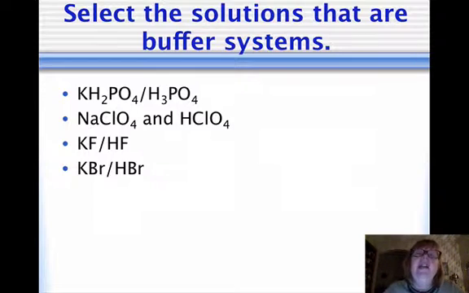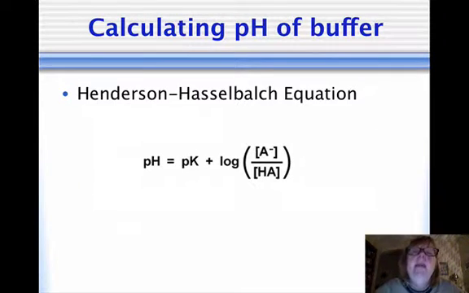All right, so now that you know how to recognize a buffer and you know the recipe for a buffer, now we can calculate the pH of a buffer solution using this really helpful equation. It's called the Henderson-Hasselbalch equation. And if you have a buffer, the pH is equal to the pKa plus the log of the concentration of the base over the concentration of the acid. So whenever you have a buffer solution, you can use this equation, and it works really, really well.